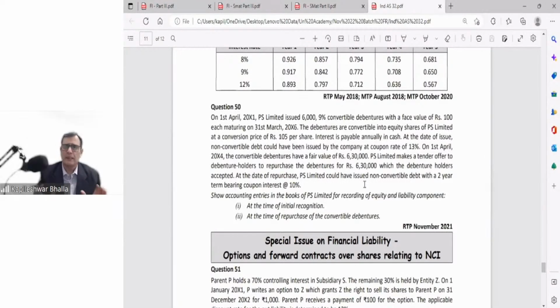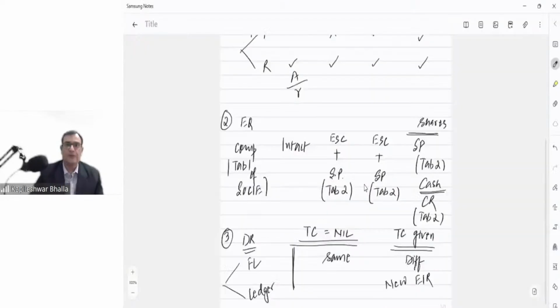So to begin with, the question is going to be solved exactly the normal way. We will just consider the concept of split accounting, segregate the proceeds, which is 6 lakhs, in terms of FL and in terms of equity. So let's do this. I am going to solve this question with you to begin with.